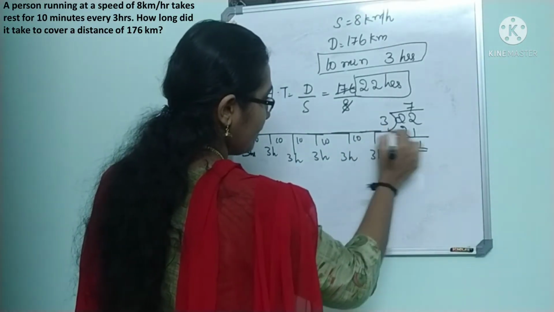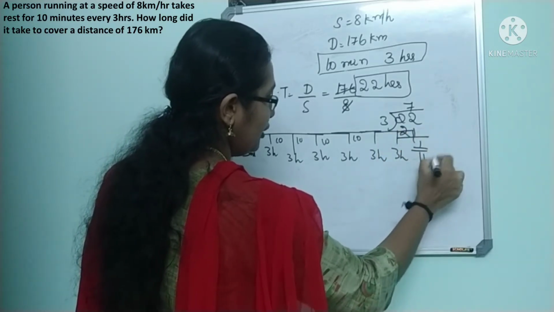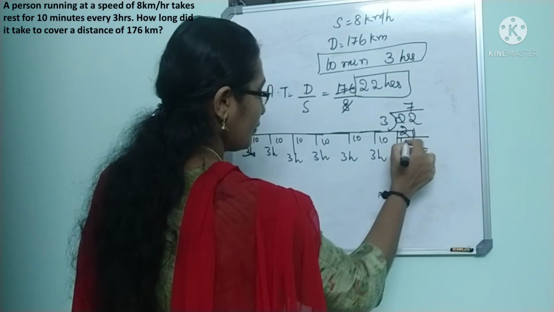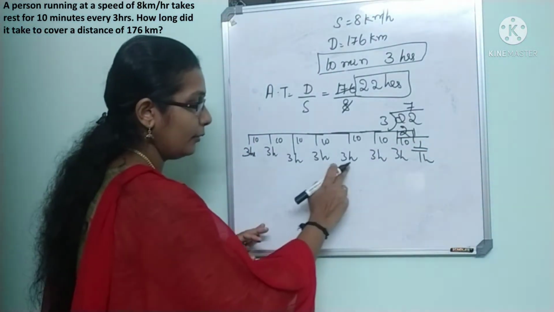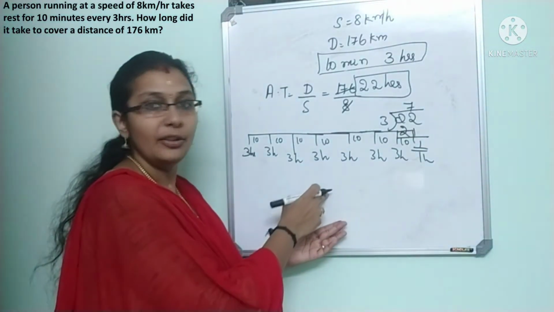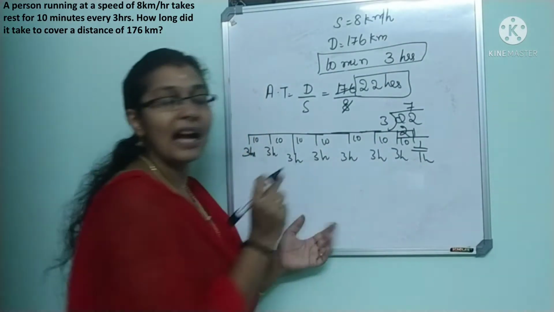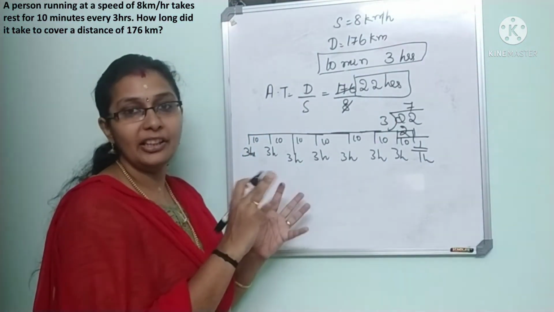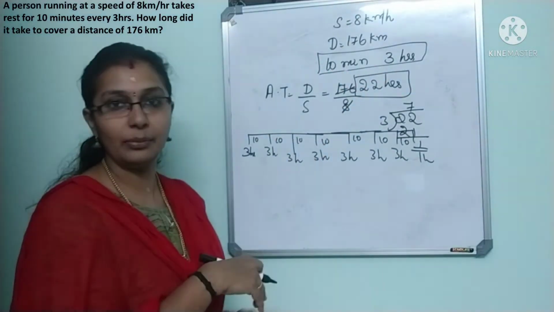6, 7, then 1 hour you are having. Okay. So totally we will see 1, 2, 3, 4, 5, 6, 7. Totally 7 3-hour blocks. If you add, you will get 21 hours, but it is 22 hours. After which you have 1 more hour remaining, but there won't be any rest because after every 3 hours only there is 10 minutes rest.